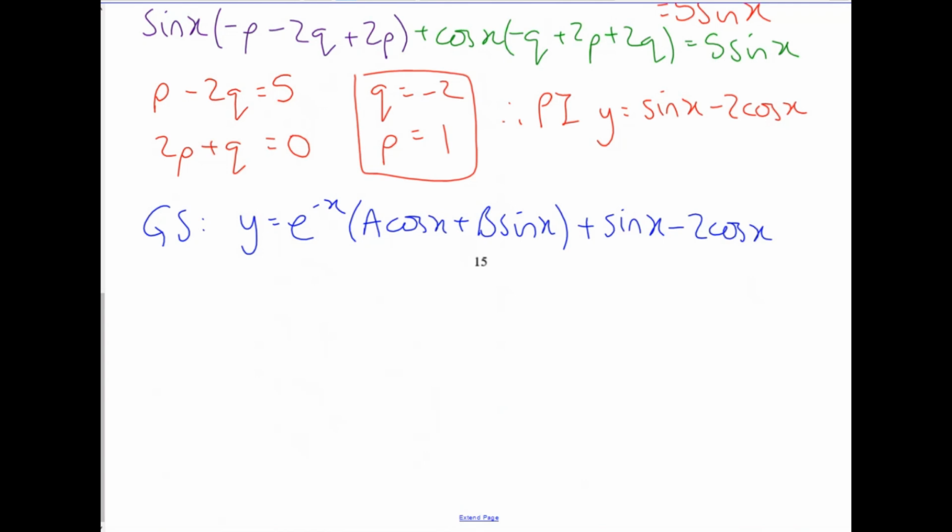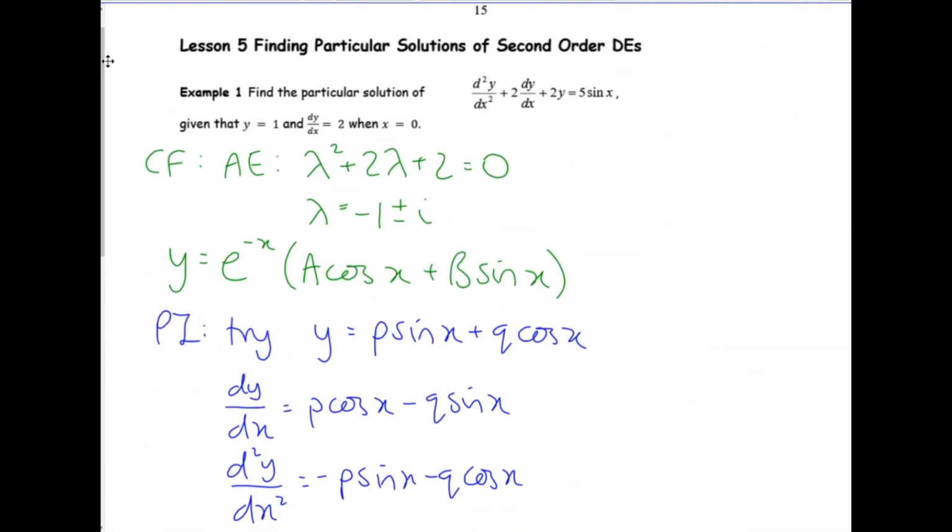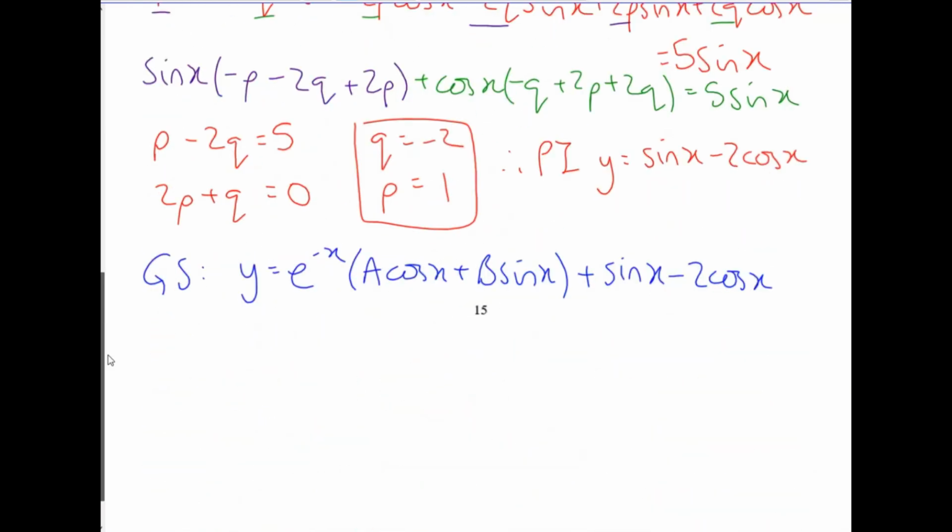This is all we did. Now we have boundary conditions though to work out A and B. So first off in this question, it tells us that y is 1 when x is 0. Let's use that first.